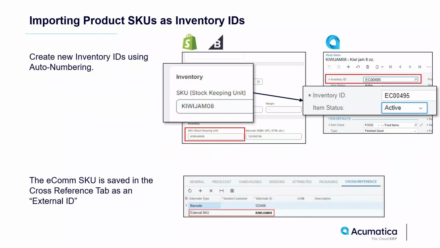And of course, the other option is to just use that numbering sequence, where it doesn't matter what your e-commerce system is. Whenever you pull that into Acumatica, you're going to use the numbering sequence. In this case, our numbering sequence looks like it has EC for e-commerce, 00495, and that's just part of the sequence, right? The nice thing though is inside that same inventory item, in the cross references tab, we're still going to store the external SKU for you. So that's really good for you to just have that backup inside the system.